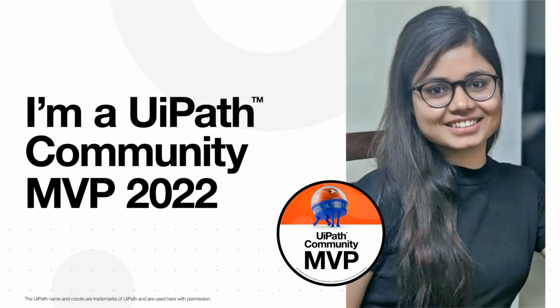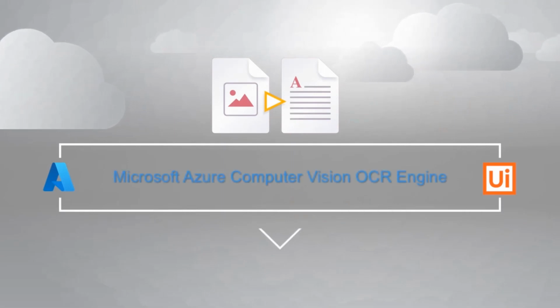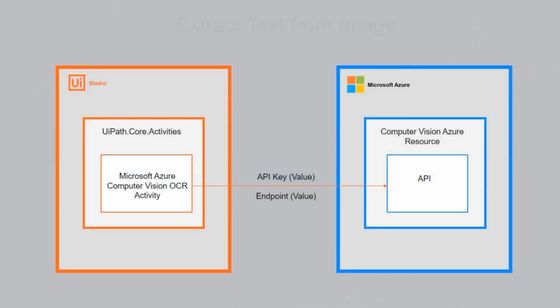My name is Nidhi. I'm an RPA developer and UiPath Most Valuable Professional. In this video, we are going to see how to extract text from an image using Microsoft Azure Computer Vision OCR. The things we are going to learn in this video are how to create a Computer Vision resource in the Microsoft Azure Portal and how to create endpoints and an API key for this particular resource.